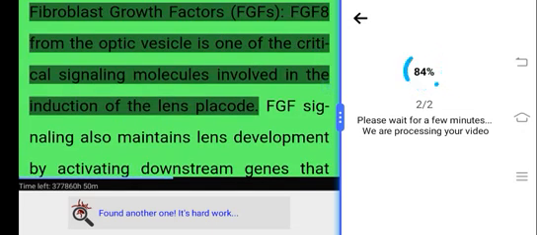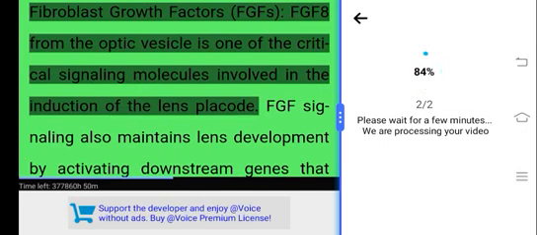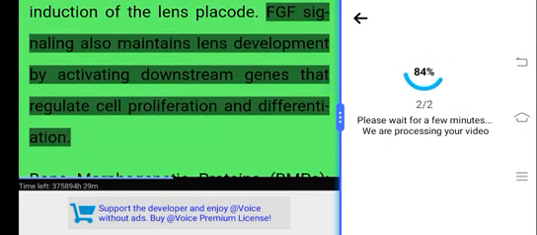Fibroblast growth factors, FGFs. FGF8 from the optic vesicle is one of the critical signaling molecules involved in the induction of the lens placoid. FGF signaling also maintains lens development by activating downstream genes that regulate cell proliferation and differentiation.